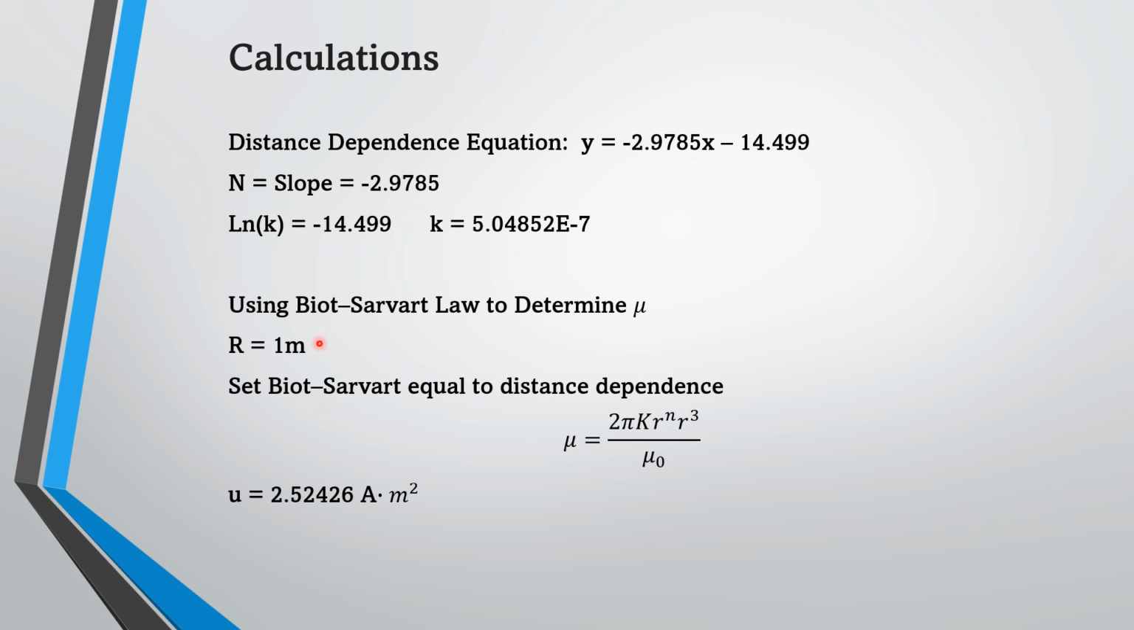Using Biot-Savart's law to determine mu, the radius is equal to 1. Set Biot-Savart's equal to the distance dependence formula, which is shown right here, and that gives us a mu value of 2.52426 amps times meters squared.